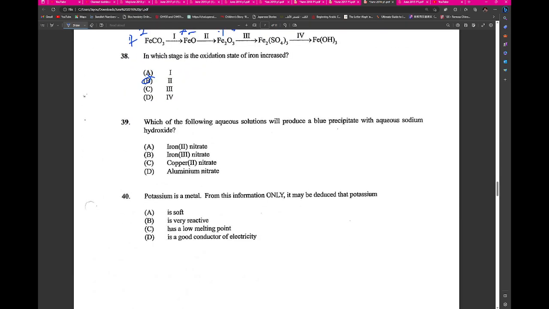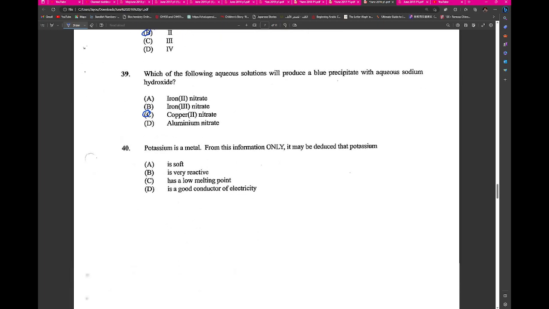Which of the following aqueous solutions will produce a blue precipitate with aqueous sodium hydroxide? A blue precipitate with it. Probably going to be copper nitrate. Potassium is a metal. From this information, what is the only thing that can be deduced about potassium? It is a good conductor of electricity.